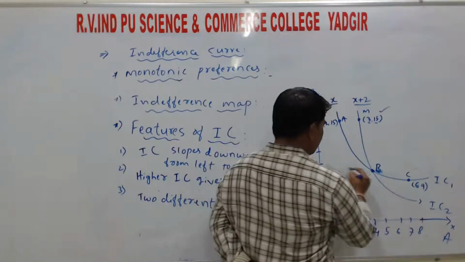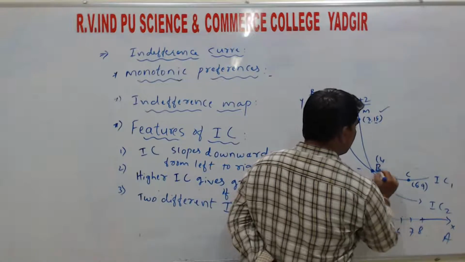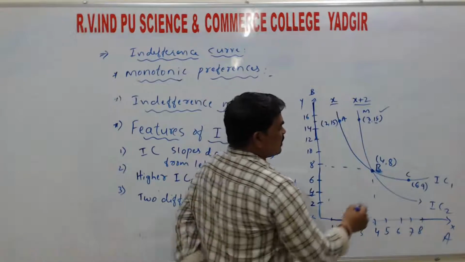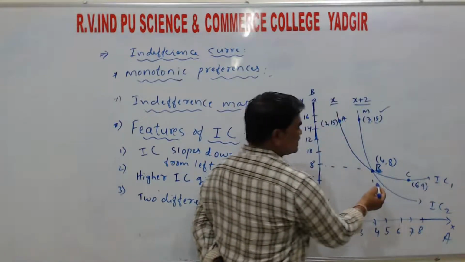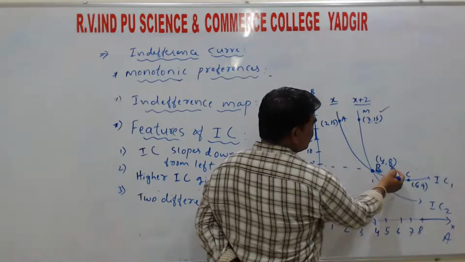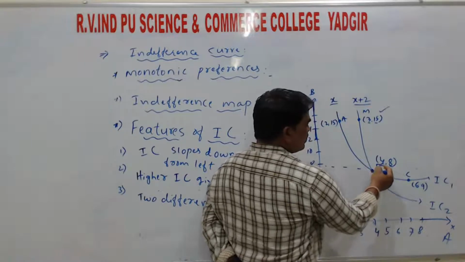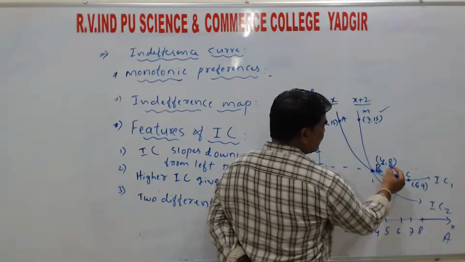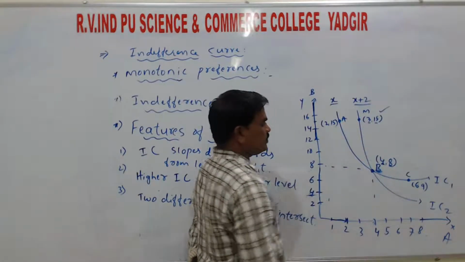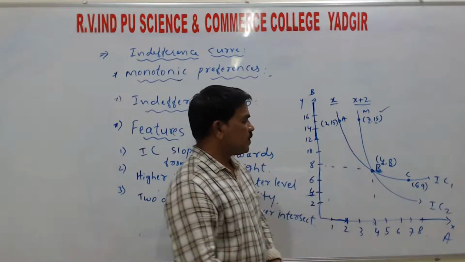point where he is getting 4 apples, 8 bananas. Okay. In the first indifference curve, he is also getting the same 4 apples, 8 bananas. In this IC curve 2, he is getting 4 apples, 8 bananas. Correct? Here it is intersecting. In this point B, this curve is intersecting.